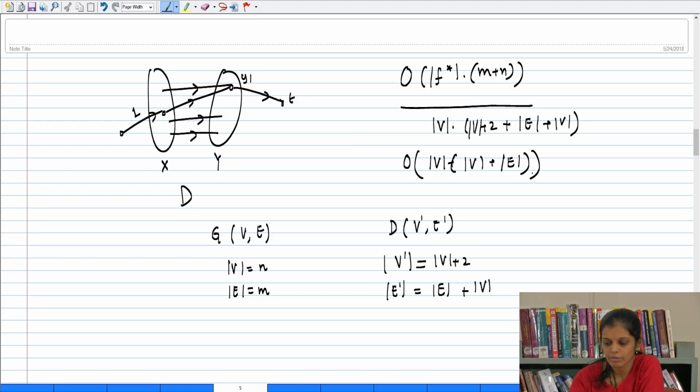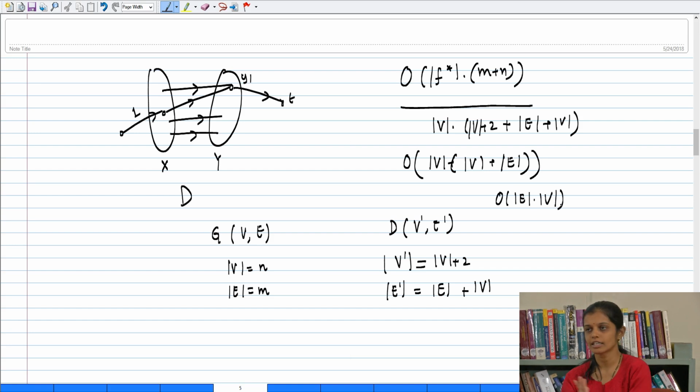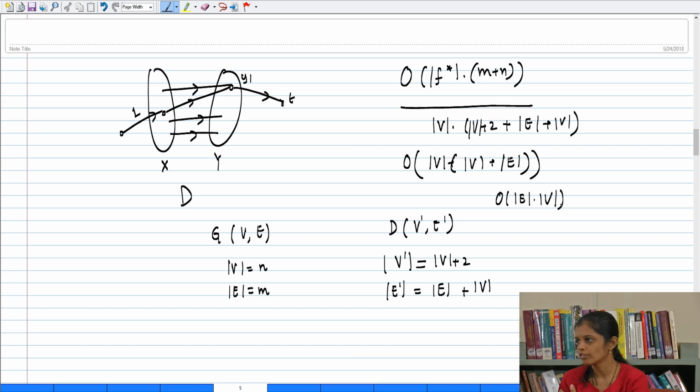So the running time of the algorithm for computing bipartite matchings is just V times E, or m times n, right. That is the running time of the algorithm. Remember that this E is the number of edges in the original bipartite graph, and V is the number of vertices in the original bipartite graph. So what we get is a polynomial time algorithm using the simple Ford-Fulkerson technique template to compute maximum matchings in the bipartite graph.